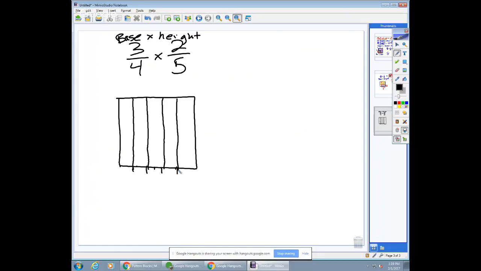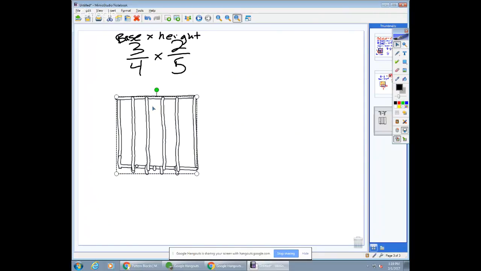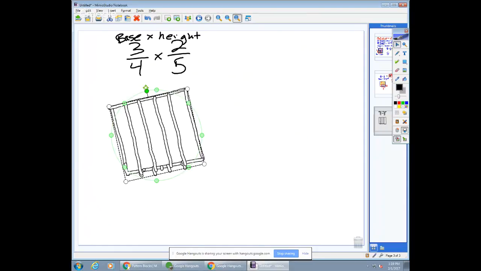Oops, I drew that the wrong way, darn it. I wonder if it'll let me rotate it. Let's try. Oh, that's cool.